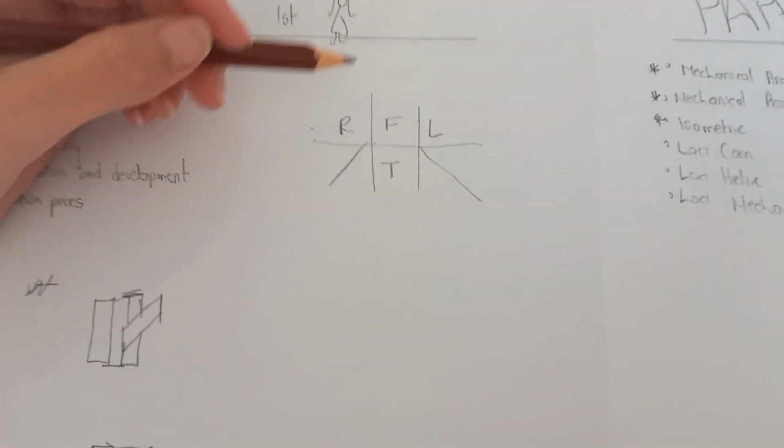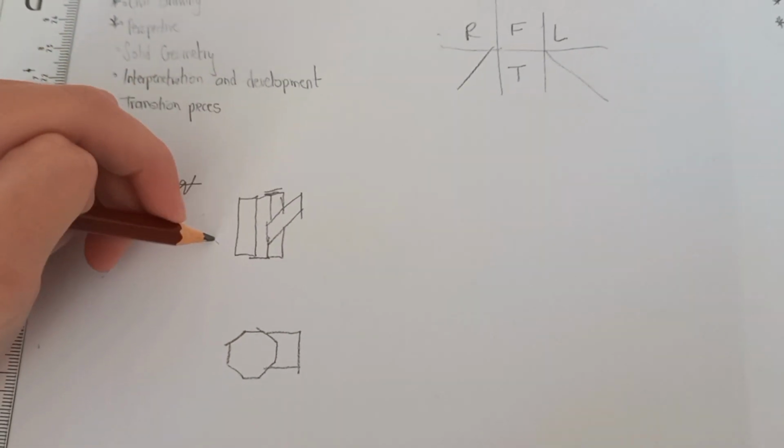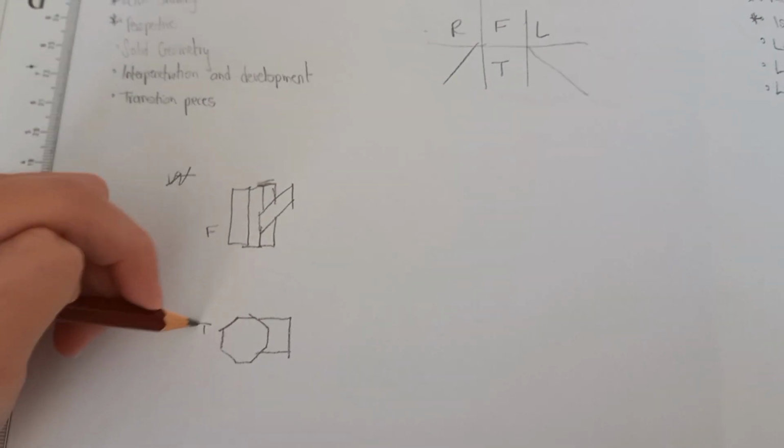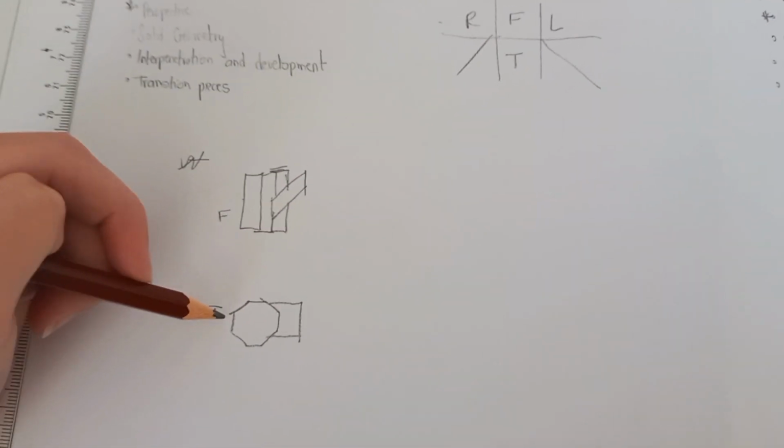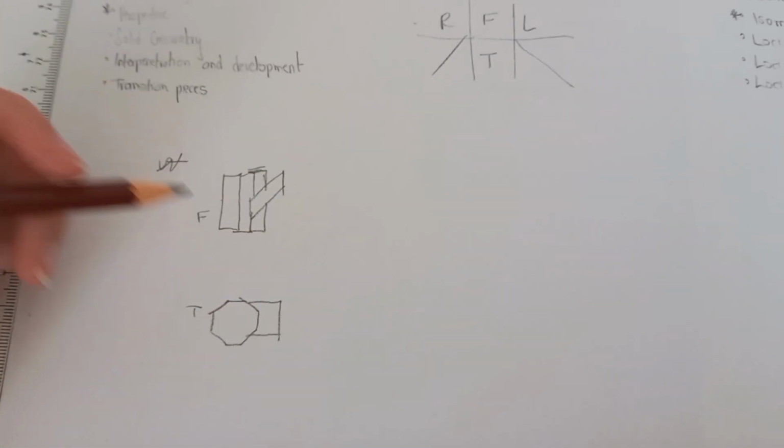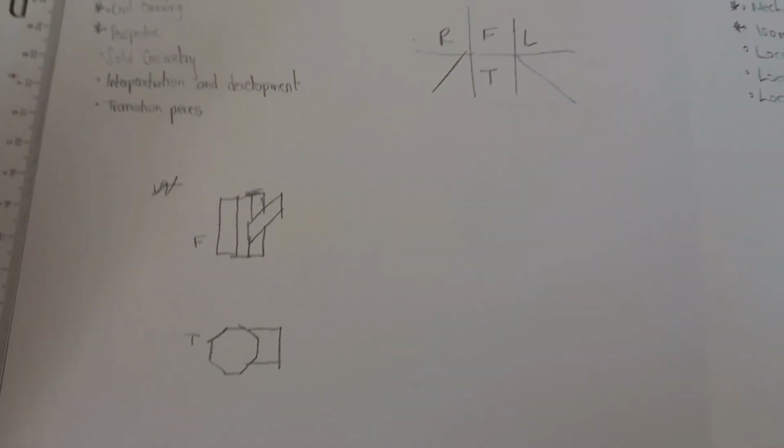Okay, so the reason why we have these views is because we know this is the front view and this is the top view. But when they give you a question, they don't always say this is specified as the front view and this is specified as the top view. They'll say they've given you a top and a front view.